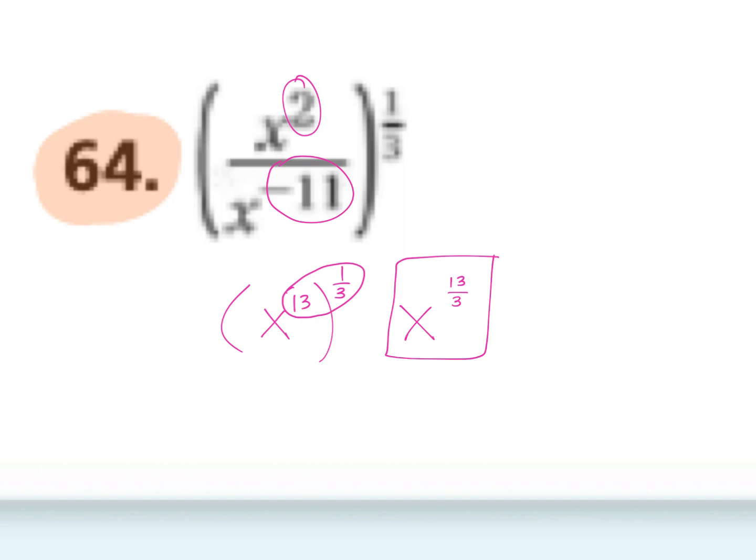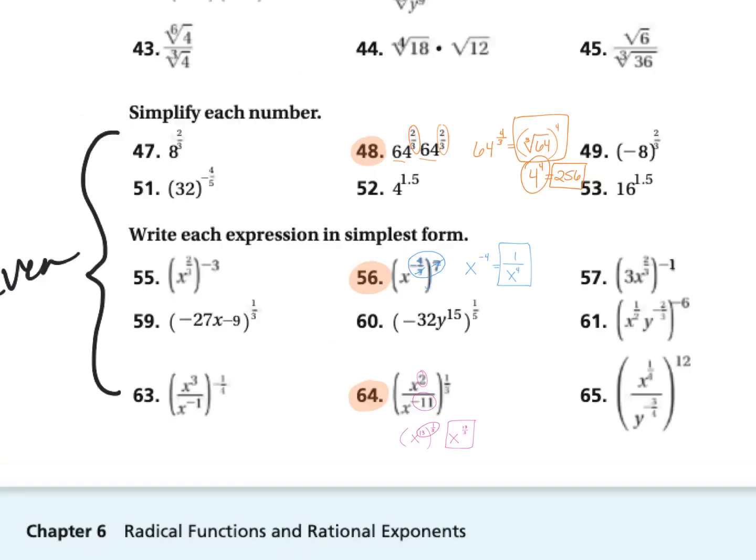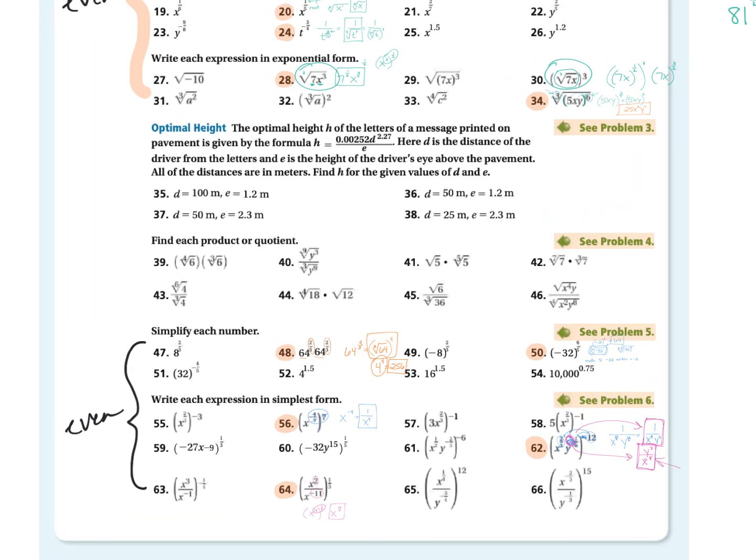Okay. So that is just going over some of the homework questions. Hopefully that made sense to you.